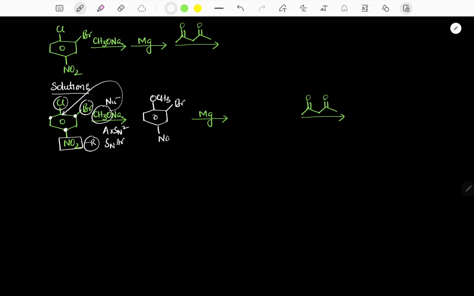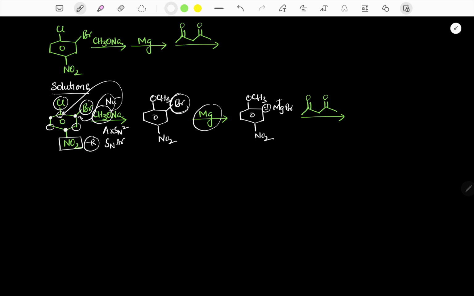Even though bromine is a good leaving group, it is not replaced, because if CH3O minus attacks there, we get negative charge at positions where it is not stabilized by minus R. That's why we are replacing only chlorine. Now it is treated with magnesium metal, and here we have an alkyl halide. Therefore the corresponding product is Grignard reagent, C minus MgBr plus, and nitro group.